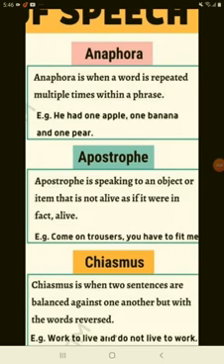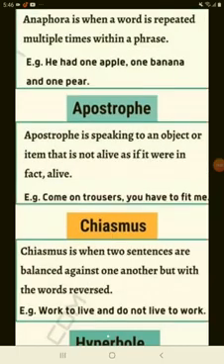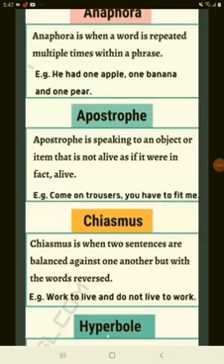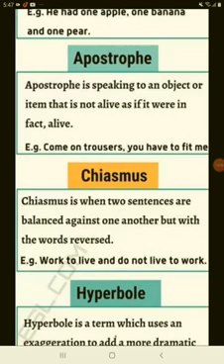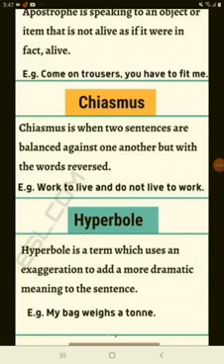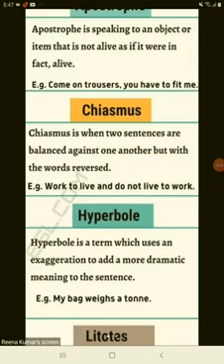Alright, now look at chiasmus. Chiasmus is when two sentences are balanced against one another, but with the words reversed. So you change it. So, work to live, but do not live to work. Hyperbole we have already done. So here the example is that a dramatic effect is being given. My bag weighs a ton. Nobody, I mean, can carry perhaps a ton, but it says it was a ton. It's an exaggeration. It makes a dramatic sound effect or even otherwise.